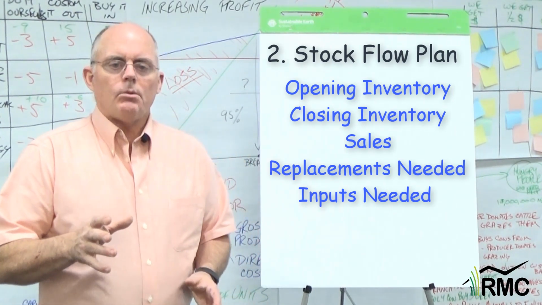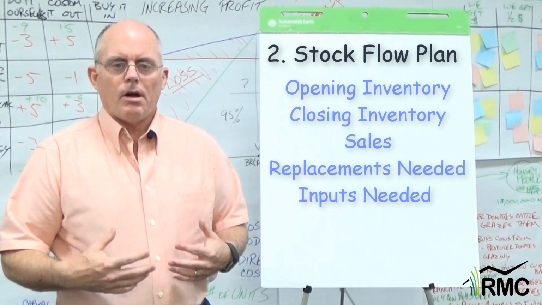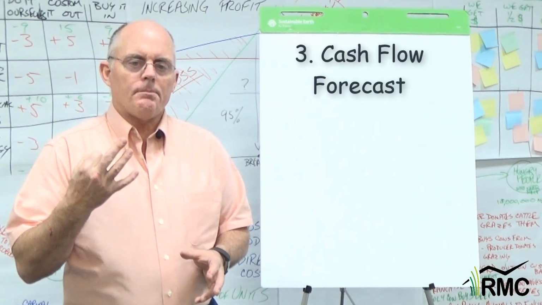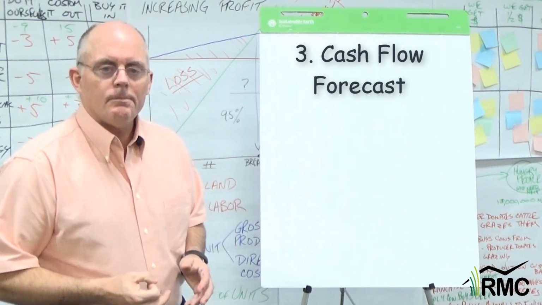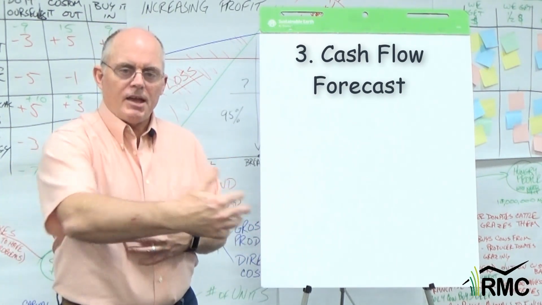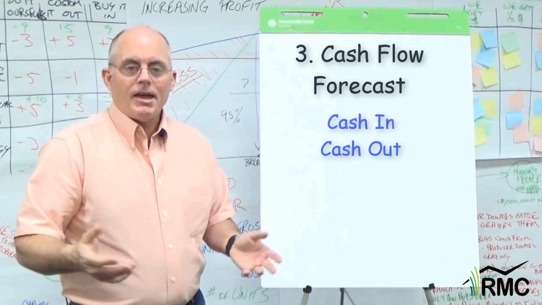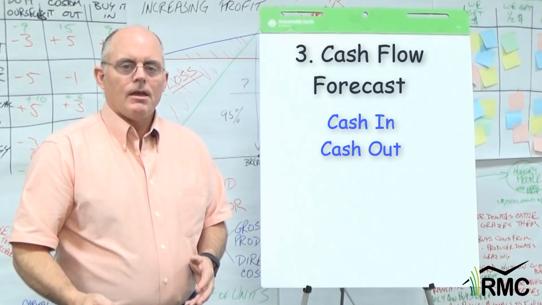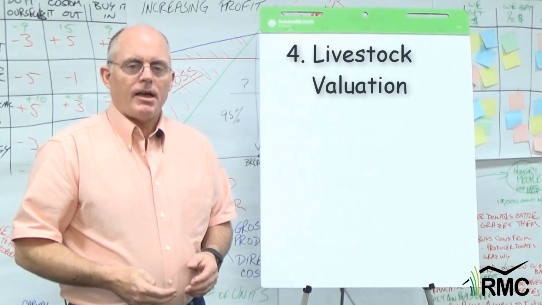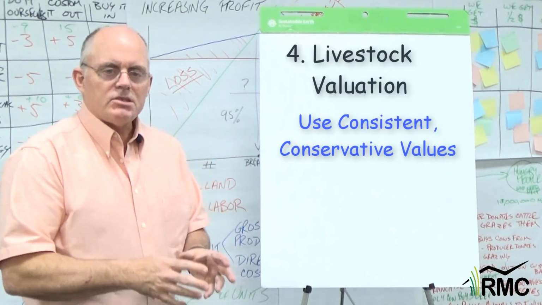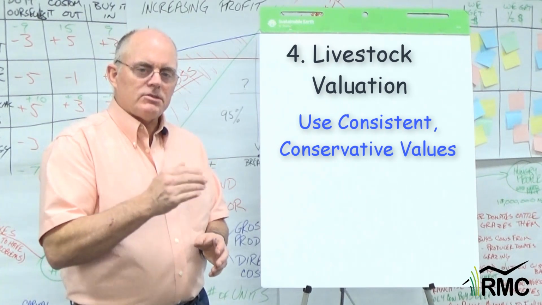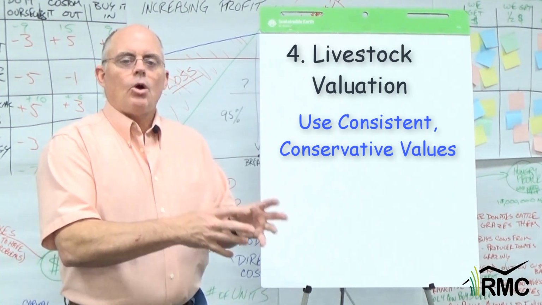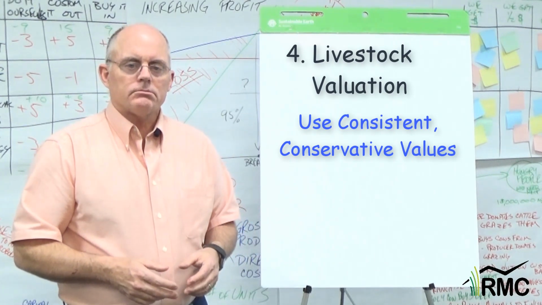Now that we know what we'll have to sell and what we need to buy, the inputs that we'll need, we have the information we need to complete the third step. That's a cash flow forecast. The stock flow shows the movement of animals into and out of the herd. Well, the cash flow shows the movement of money into and out of the business. The fourth step is the livestock valuation. We use consistent conservative values on each class of animal in the stock flow. We use the valuation to estimate the opening and closing values of the herd.